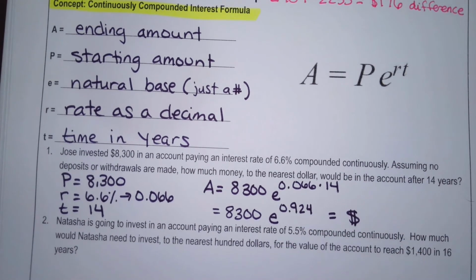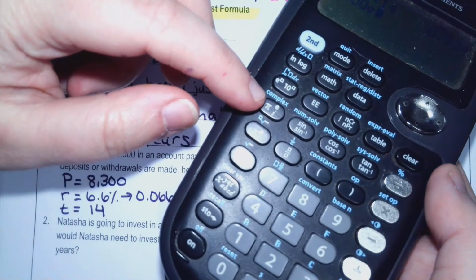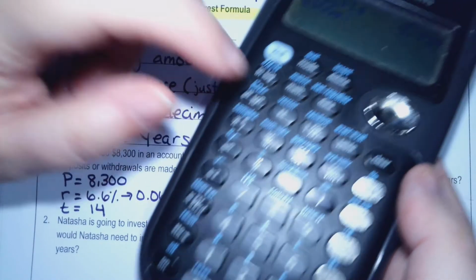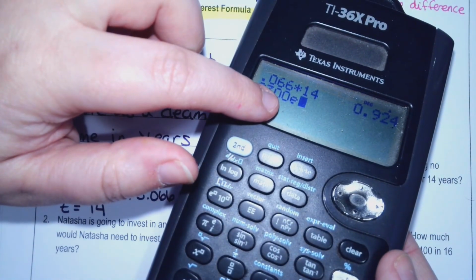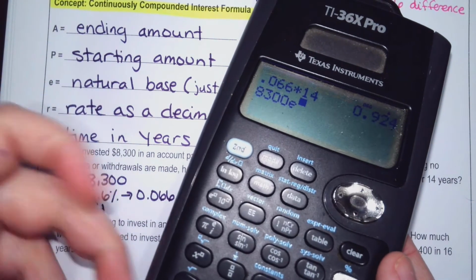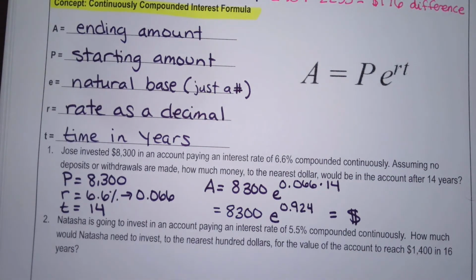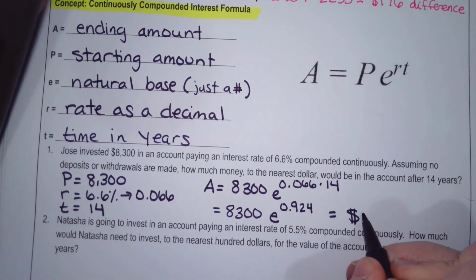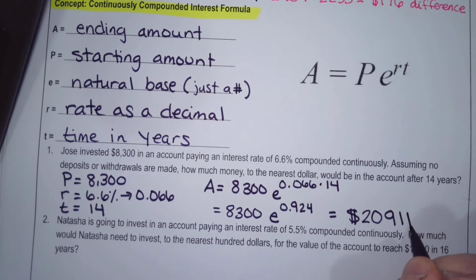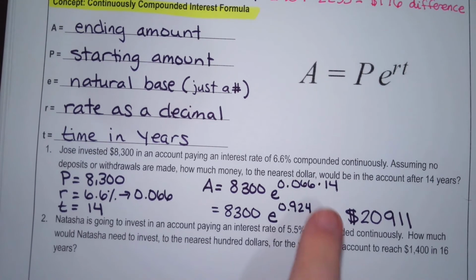All right, so now let's talk about this E button. Normally, it's around the pi button. As you can see, it's actually the same as my pi button here, but you're looking for that E, and it'll look kind of fancy in there. So we have the E, and then we put our exponent, which was 0.924, and we get $20,911, because again, they said to round to the nearest dollar.